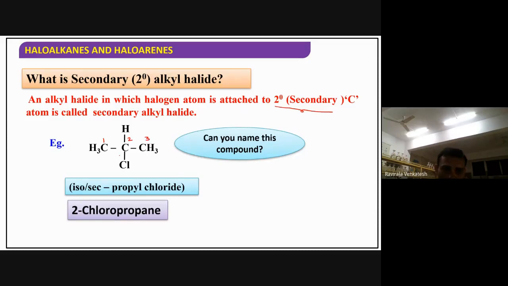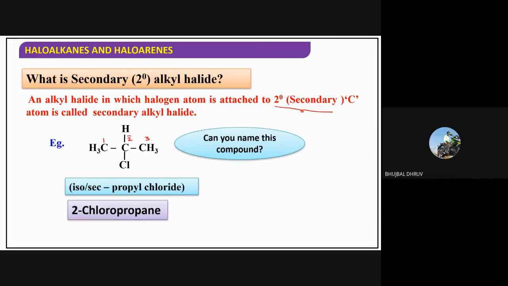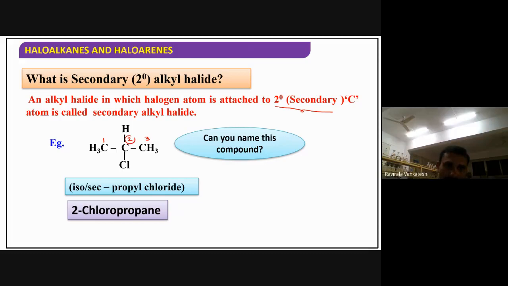Now, the halogen is on which carbon? Second carbon. And the second carbon has which halogen? Chlorine. Chlorine we have to call chloro, right? 2-chloro. And the total number of carbons is 3, so prop. Between the carbons there is a single bond, therefore you call it ane. 2-chloropropane, right? This is the IUPAC nomenclature.